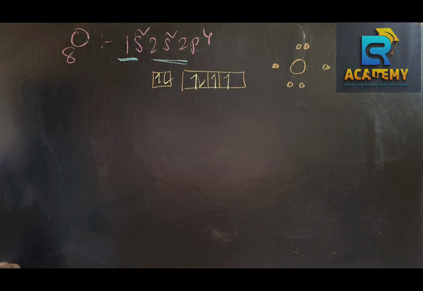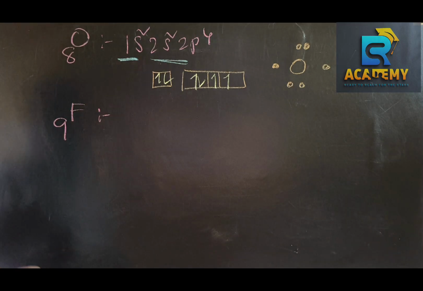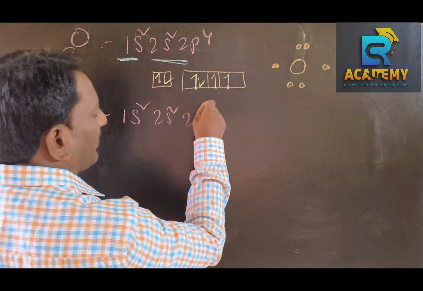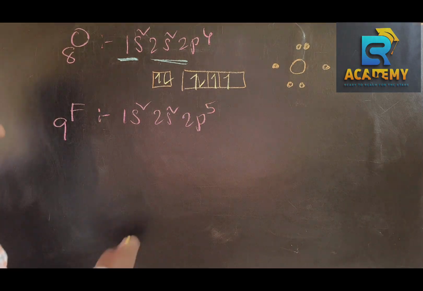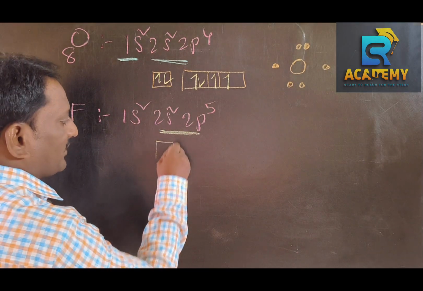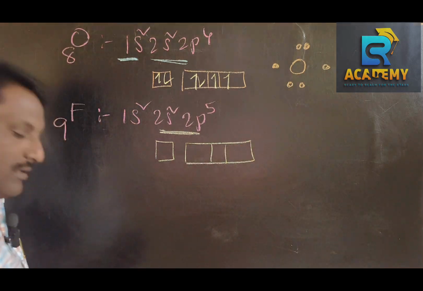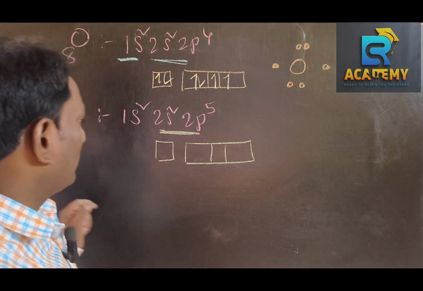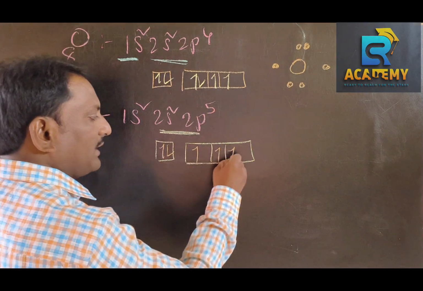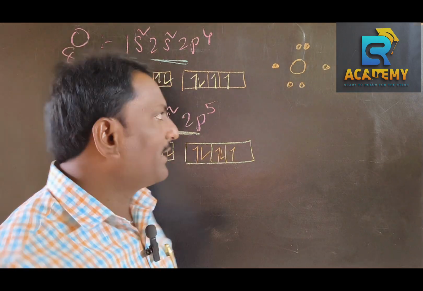Next one, fluorine. Atomic number 9. Electronic configuration 1s2, 2s2, 2p5. Valence electrons: the second shell will be the valence shell with 7 electrons. Let us write the box representation. S means one box, P means 3 boxes. Now let us fill the electrons in the orbitals: 1, 2, then 5 electrons in P, 1, 2, 3, 4 and 5. 3 pairs of electrons and 1 unpaired.